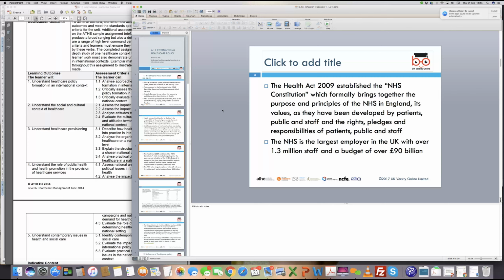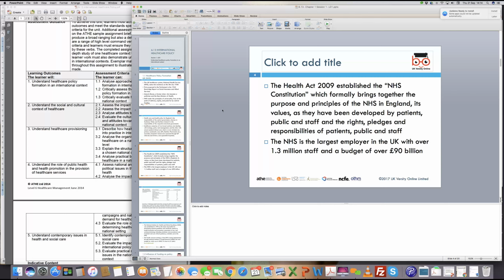Because there are lots of primary, secondary, and tertiary services, the government created a Healthcare Act in 2009, and this act put together and recognized something called the NHS Constitution, which is like a framework of policies, procedures, and rules and regulations which bind the working of the NHS together. Okay? Now, the NHS is also the largest employer in the UK.